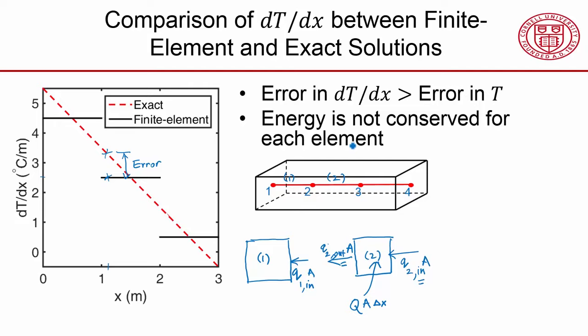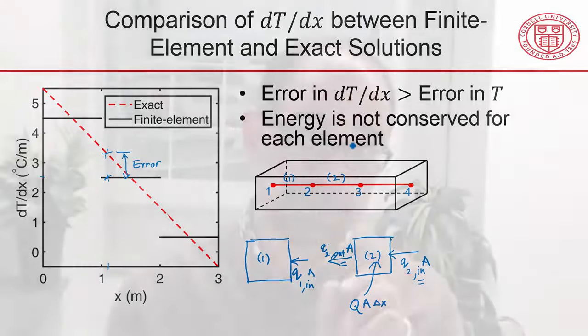It's also not conserved for each infinitesimal element, because if that were the case, the differential equation would be satisfied exactly, and we saw that our finite element solution satisfies the differential equation poorly. But it turns out that the heat, or energy, is conserved in aggregate. We'll take a look at that next.